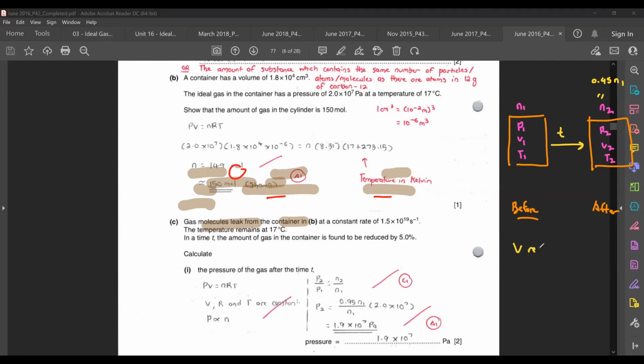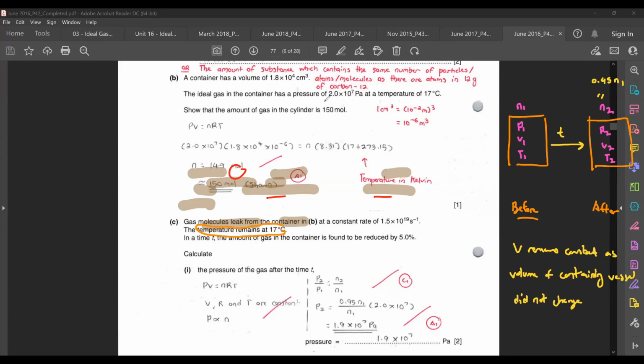I can say that V remains constant as the volume of the containing vessel did not change. The containing vessel volume did not change, so the gas that fills the container, its volume will not change too. So volume is constant. And then after that, they also mentioned that temperature remains constant at 17 degrees.